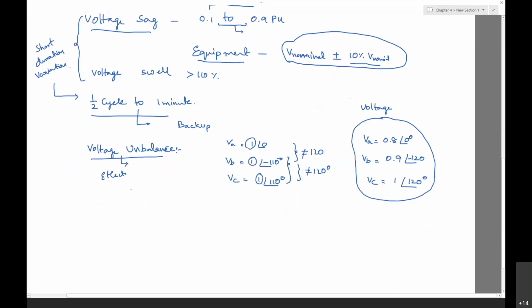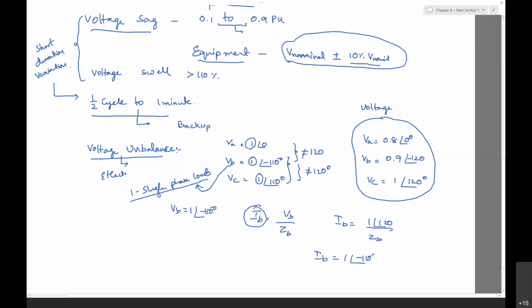For a single phase system, or single phase loads, when you give the unbalance, especially this particular value of VB at minus 120 degrees, if VB is equal to 1 at an angle of minus 110 degrees connected to a single phase load, then the load may not have any kind of effect, because the IB current is nothing but VB divided by the load connected to that phase. IB is equal to 1 at an angle of minus 110 degrees by ZB.